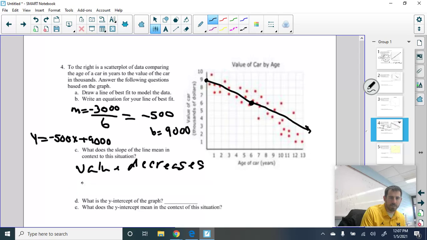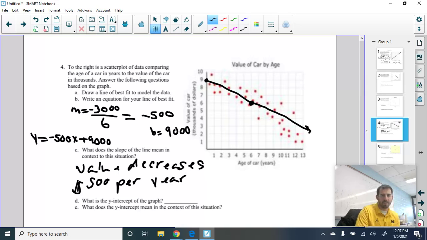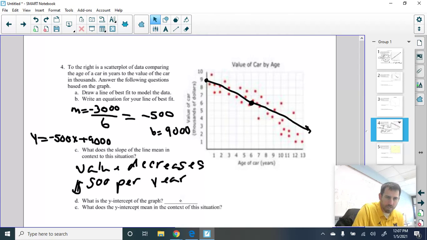Value decreases $500 per year. That describes the negative 500 for the slope.